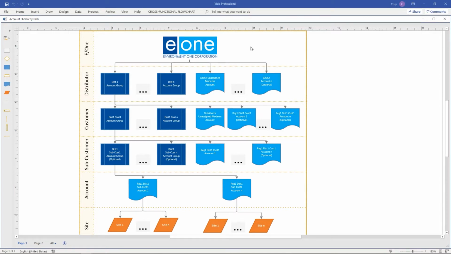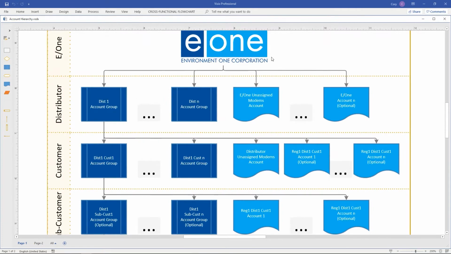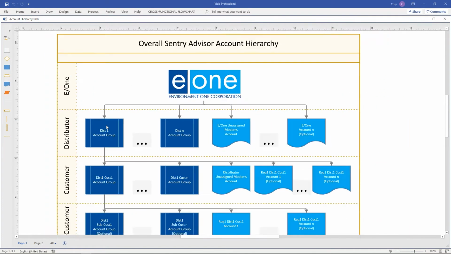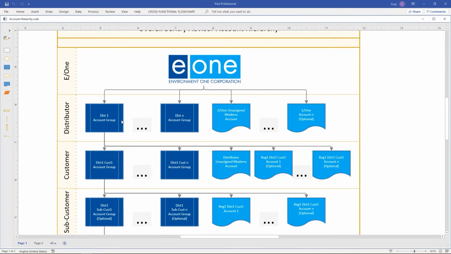So in this image, we can see that E1 is at the top of the tree, and below E1, there are basically only two components that can exist. There is either an account, which is identified here as the light blue items, or there is an account group, which is nothing more than a collection of or a group of multiple accounts. And so with those two items, it's possible to create a very flexible, very hierarchical, organized account structure.